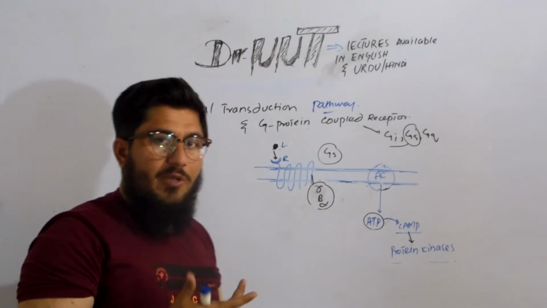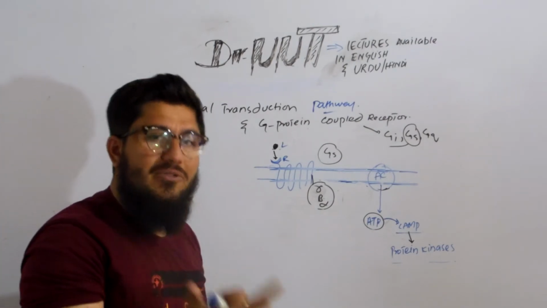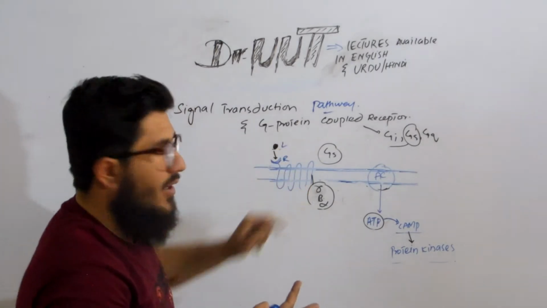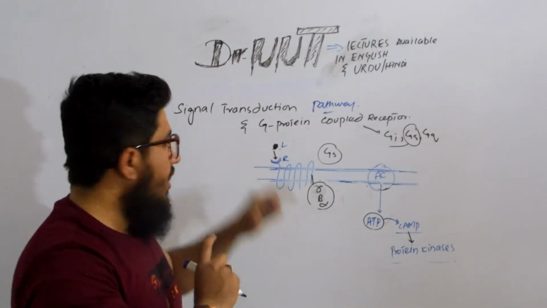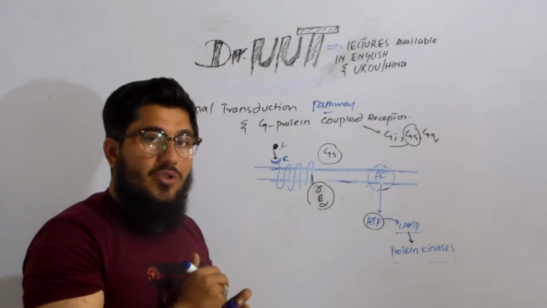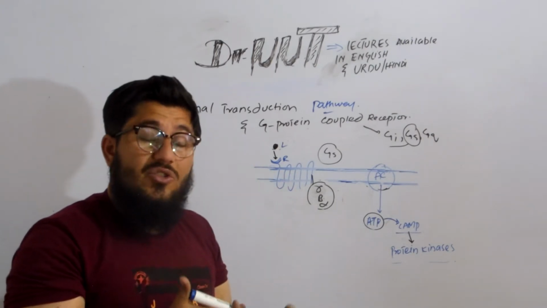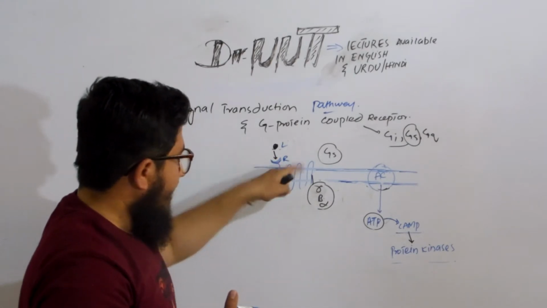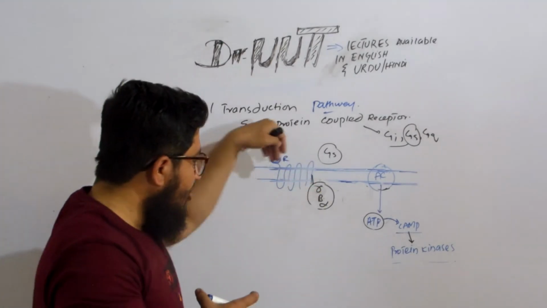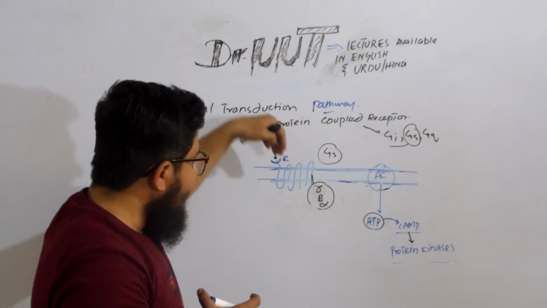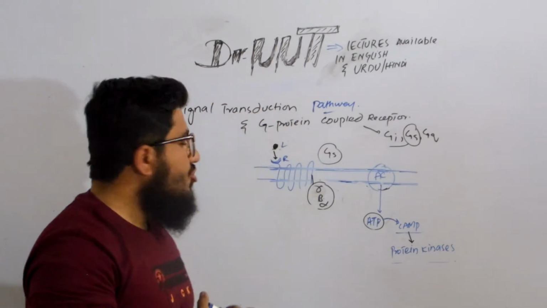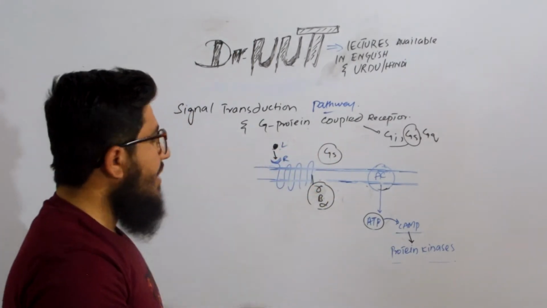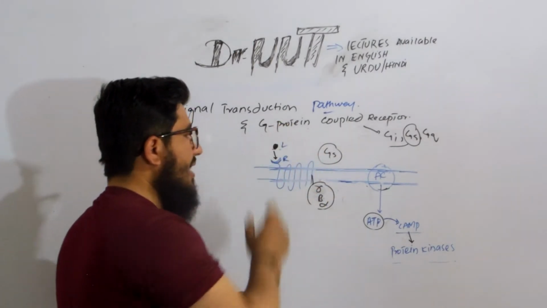It has also been given the name serpentine receptor or 7-pass receptor because it passes 7 times, 1, 2, 3, 4, 5, 6, 7, through a membrane. And why is it called serpentine receptor? Because it is snake-like. That's why it is given the name serpentine. 7-pass because it passes 7 times, and G-protein because it is attached to the G-protein. These are the 3 names given to this specific receptor.